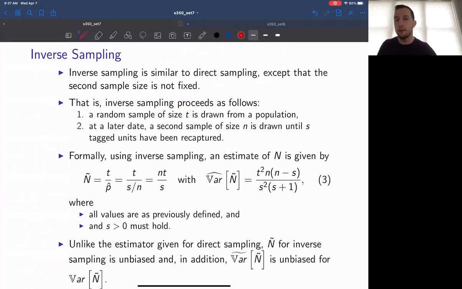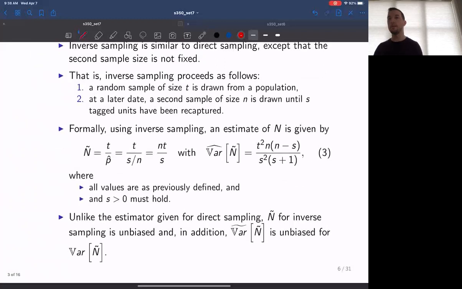Okay, so when we use inverse sampling, you can see that the estimator for the population size is the same as it was in direct sampling. So little n T over S, where each of those terms have the same definitions that they did in direct sampling. But the variance of our estimator is now given by T squared multiplied by n multiplied by n minus S, divided by S squared times S plus 1.